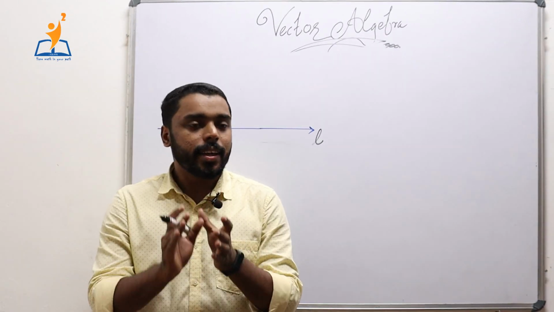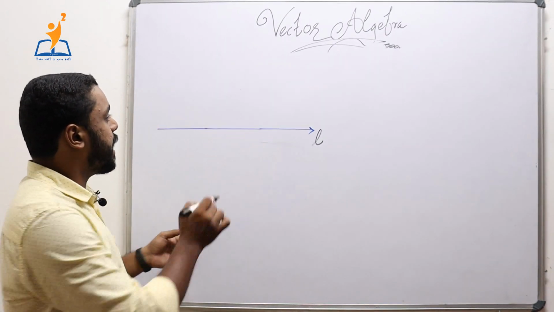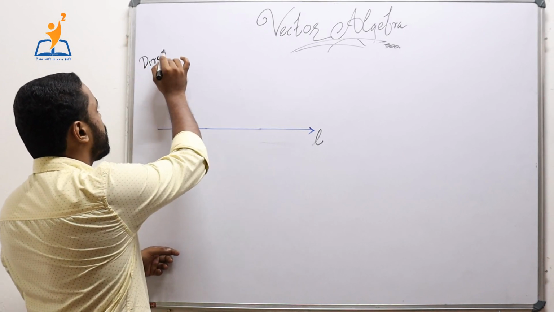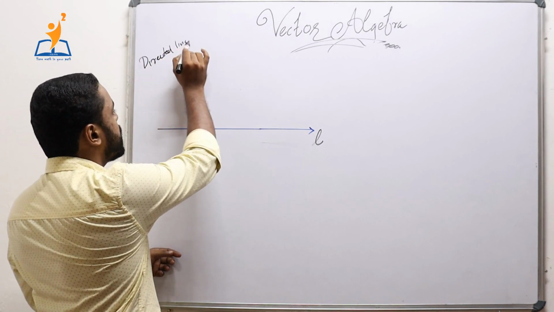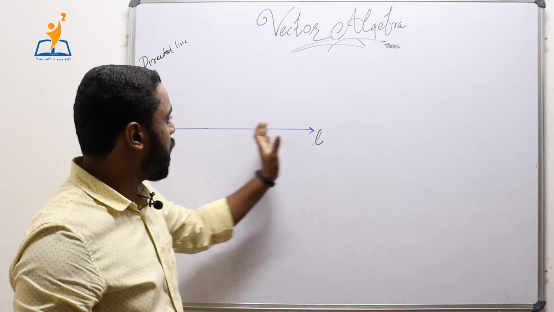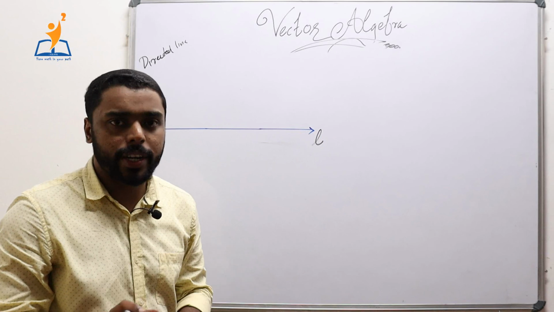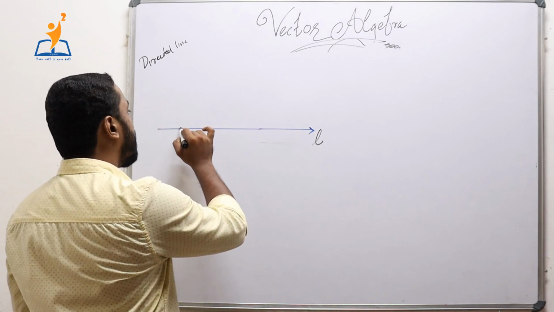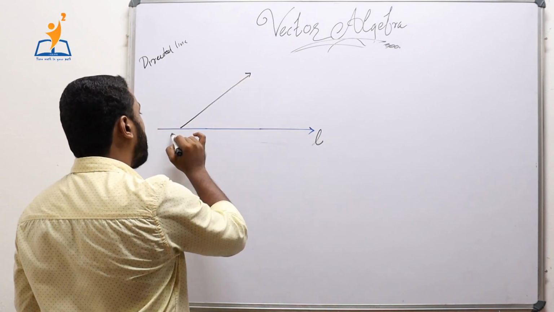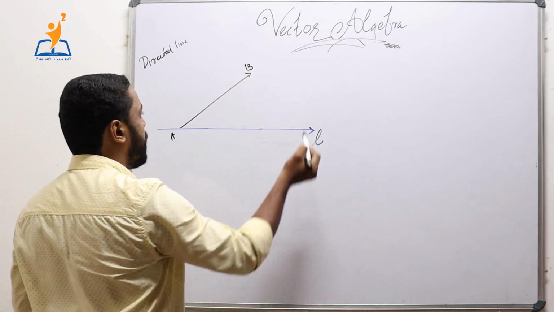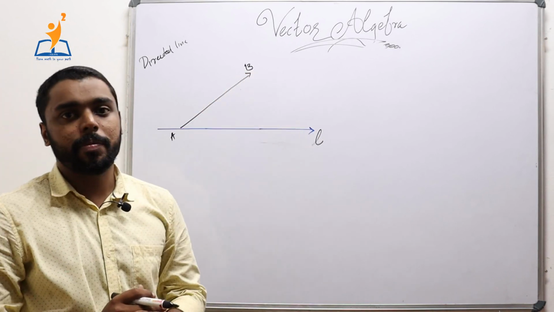Now students, listen. Suppose that L is a directed line, which means that we can prolong this line until the end of the plane. So L is just a directed line. And suppose that this is a vector and I name this vector as AB. So this is the vector AB.